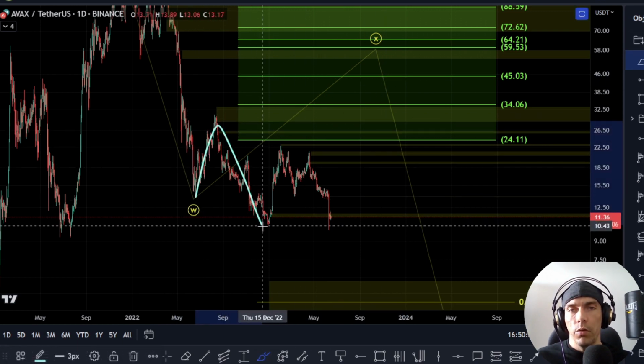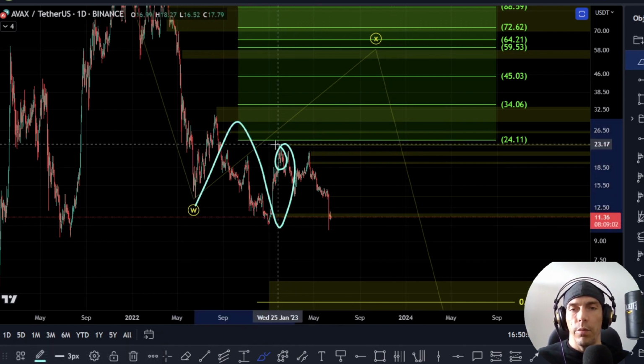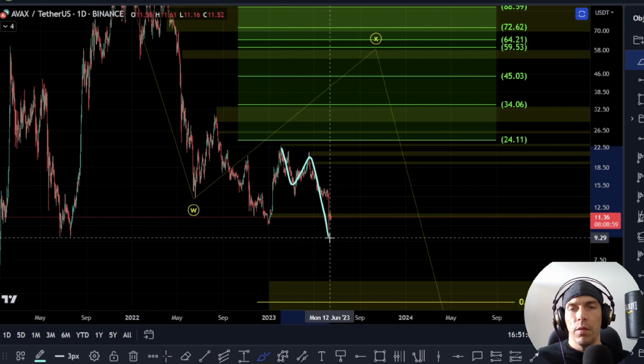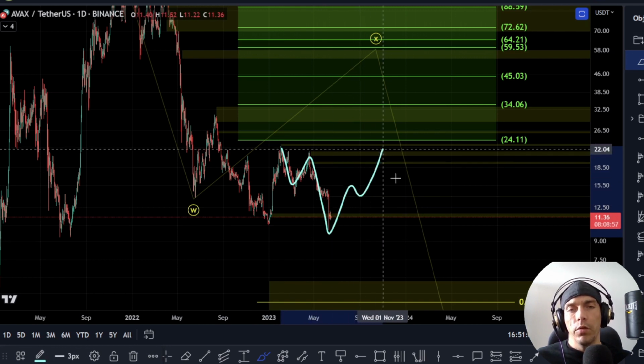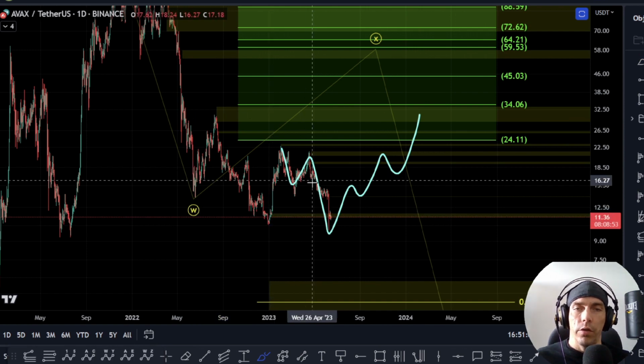So if this is a WX, and this is a W wave into this low point, what we could have is this is ABC for an A wave, this is a B wave to the downside, and what we could still see is a 5-wave move to the upside, which could look to come and sweep this high of this A wave here.